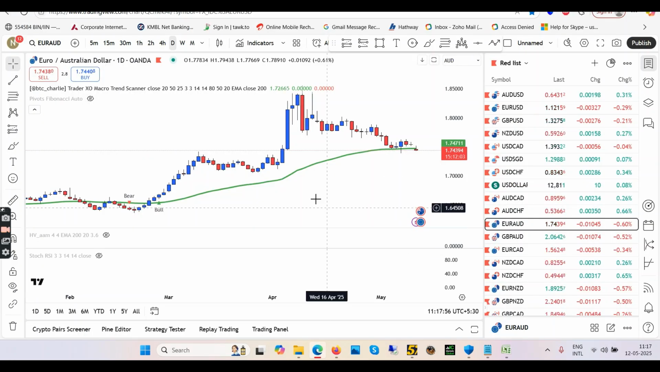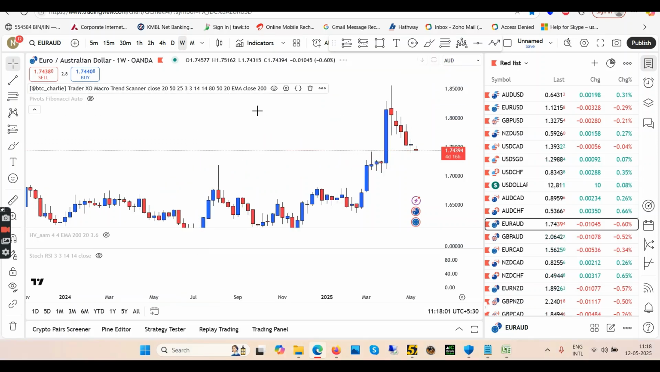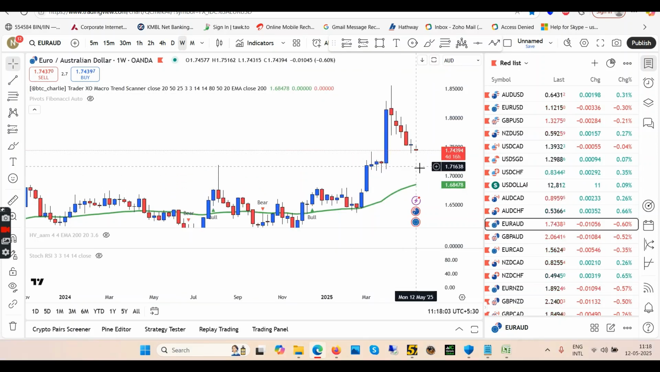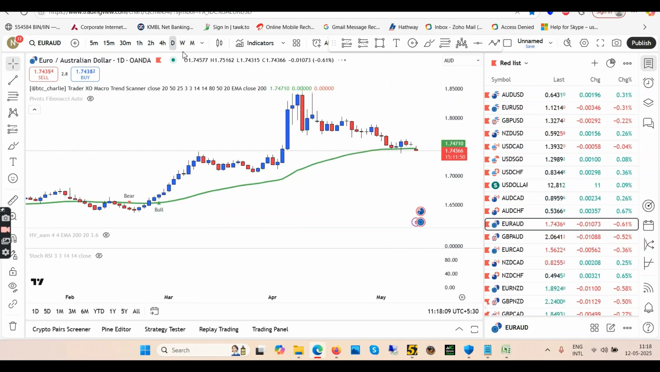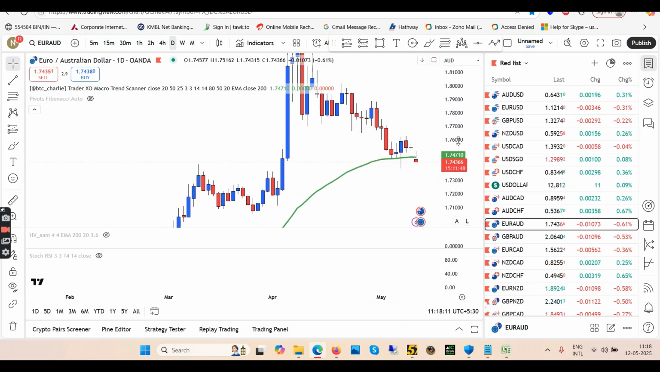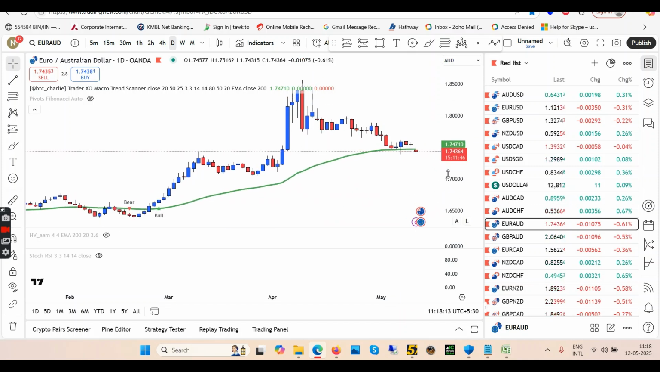And coming back to the chart here, Euro AUD, starting with the top-down approach. Let's go to weekly chart. In weekly chart, you can clearly see we are in the trend reversal. So we are in the downtrend now. And then if you go to daily, in daily, we have just crossed the EMA. So this is the confirmation of the downtrend.